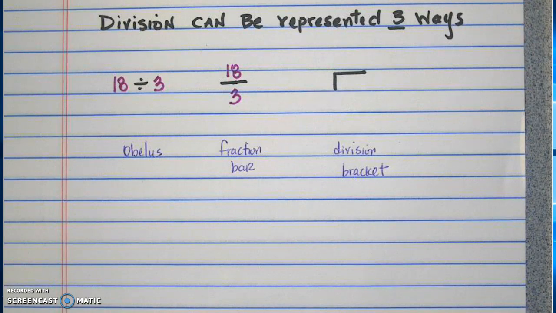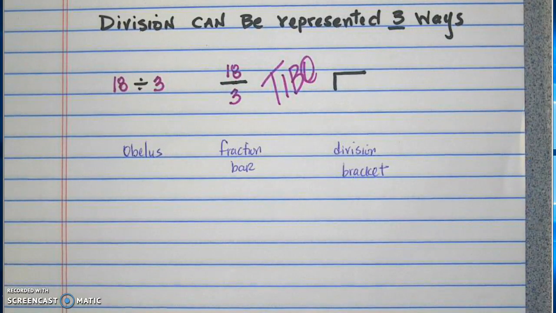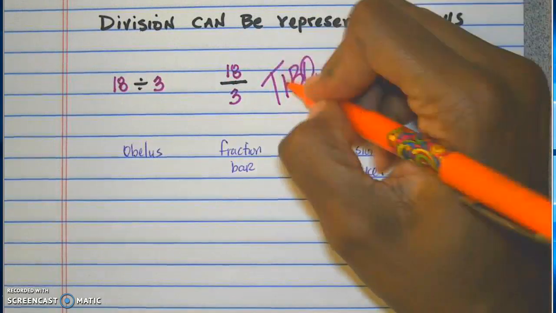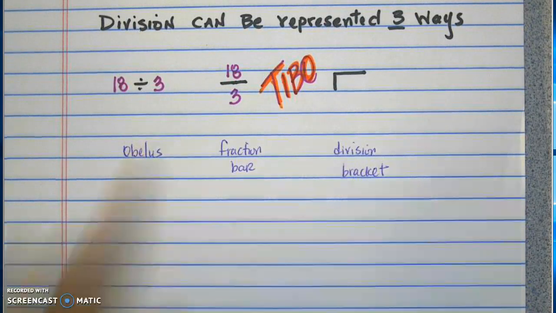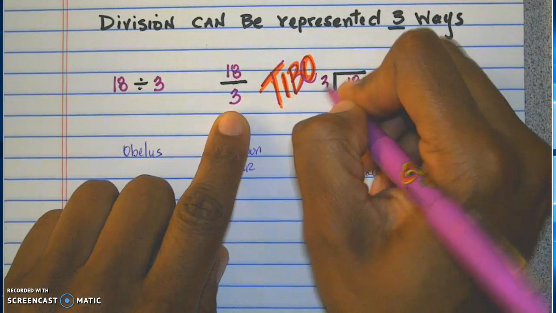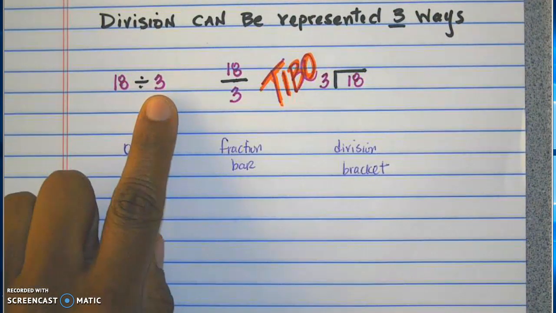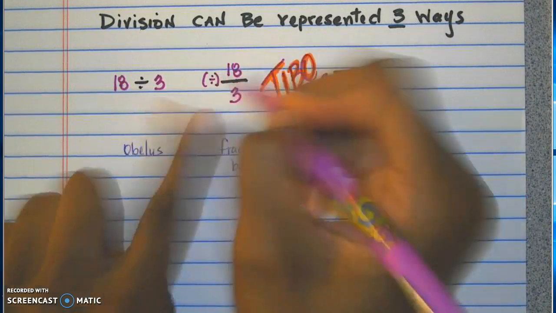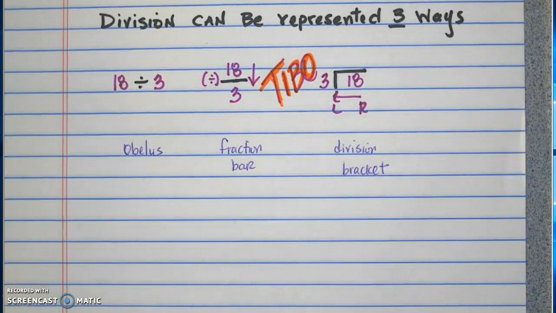We also discussed yesterday the technique in which we can translate a fraction bar and put it into a division bracket called Tybo. Tybo means top in, bottom out. So my numerator would go inside of my house and my denominator would be outside of my house. Each one of these says 18 divided by 3. These are the three ways in which division can be notated or represented.